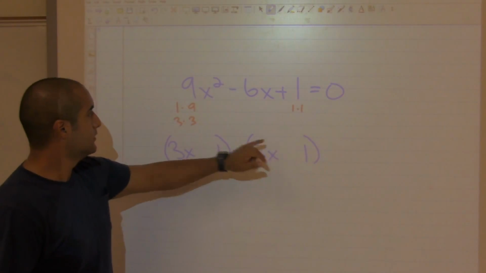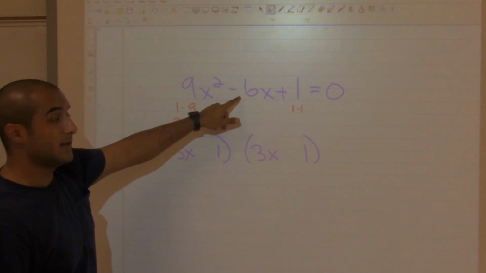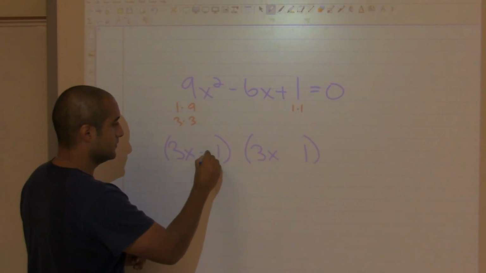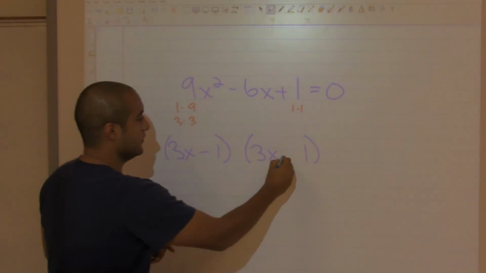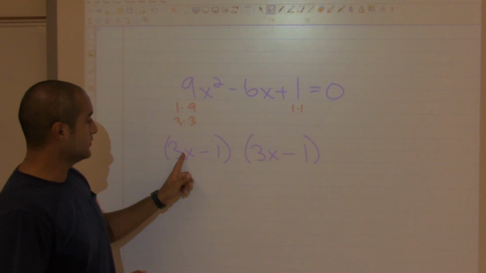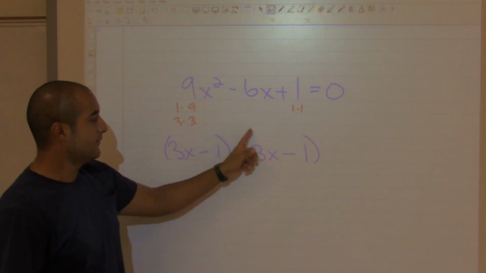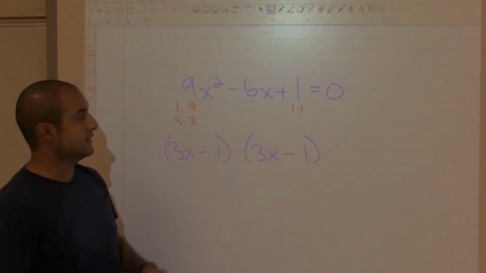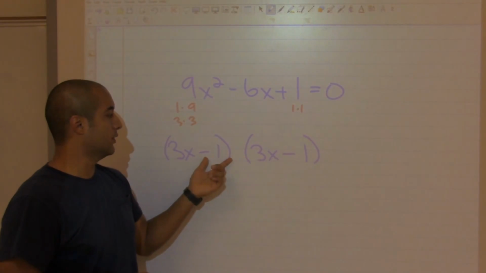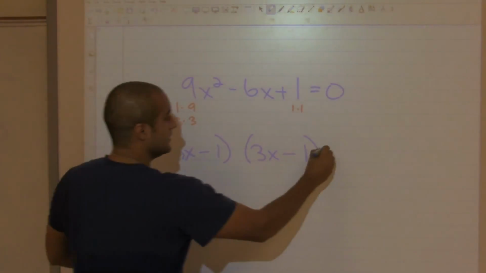Now, what sign should I choose here? Notice that I need to make this a negative 6x. So, if I do a negative 1 and a negative 1, once I FOIL, I'm going to do 3x times negative 1, so that's negative 3x. And I get to do it again. Another negative 3x, negative 6x. And notice that when I multiply these two during my FOIL, I'm going to get positive 1.